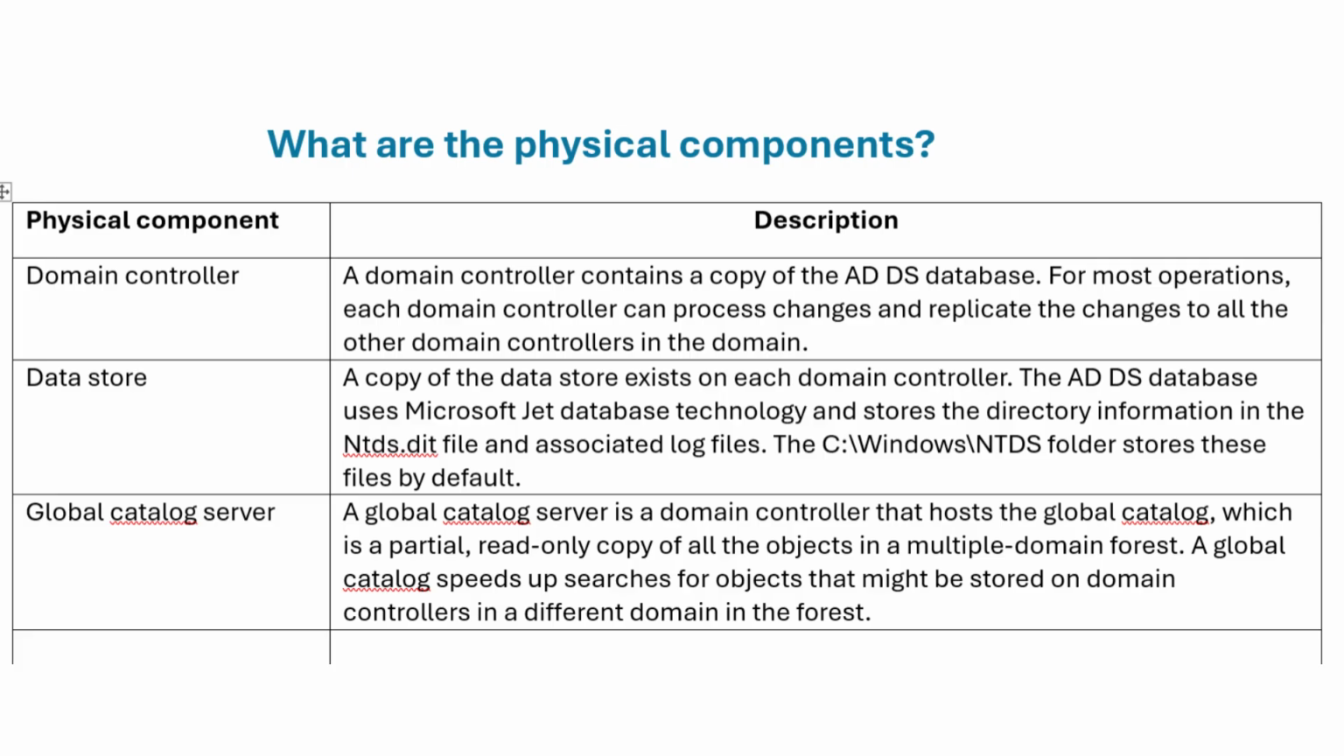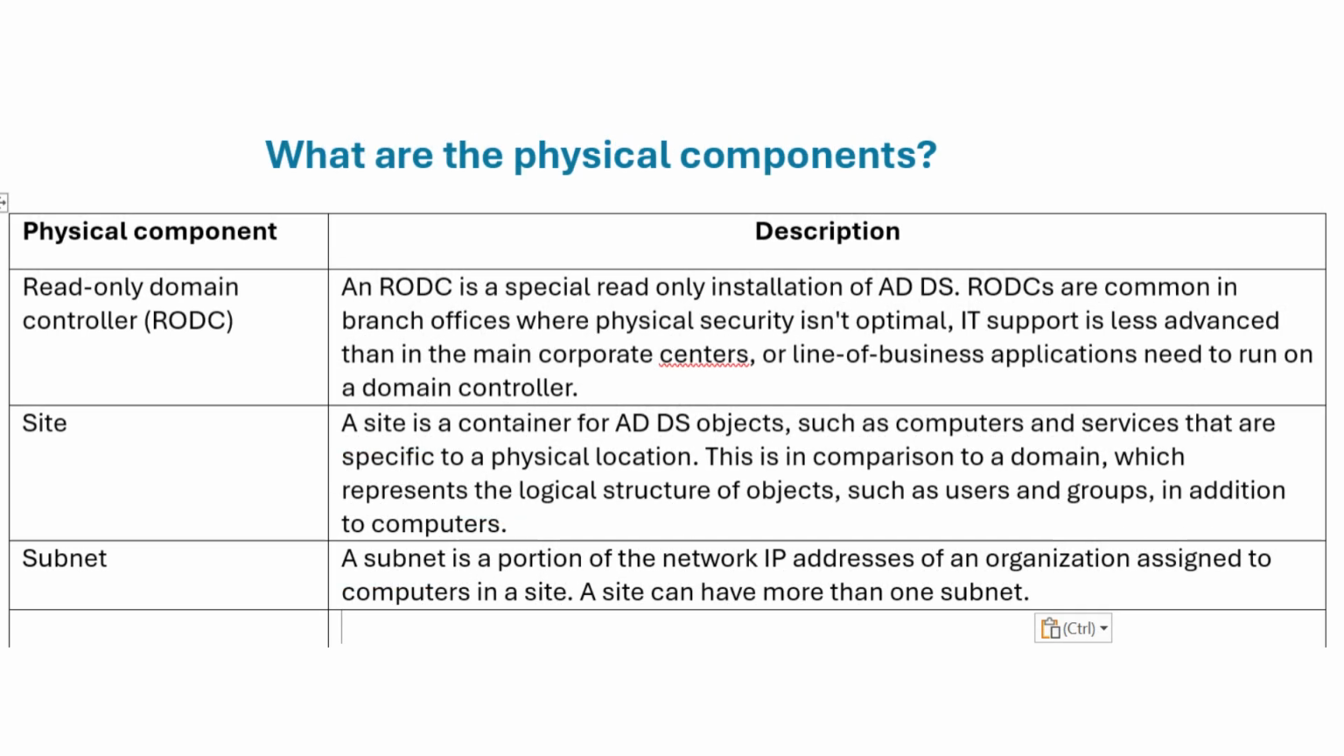Global catalog server. A global catalog server is a domain controller that hosts the global catalog, which is a partial, read-only copy of all the objects in a multiple-domain forest. A global catalog speeds up searches for objects that might be stored on domain controllers in a different domain in the forest. Read-only domain controller, RODC. An RODC is a special read-only installation of ADDS. RODCs are common in branch offices where physical security isn't optimal, IT support is less advanced than in the main corporate centers, or line-of-business applications need to run on a domain controller.